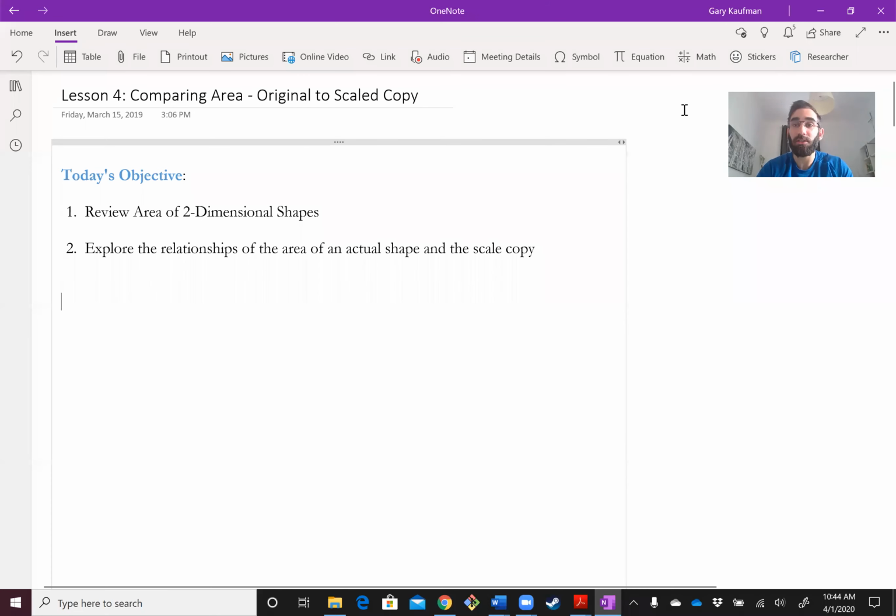Hey everyone. So I look forward to looking at the blueprints of your house, and we are going to be coming back to that later. But first, we need to do some review of some other geometric concepts. For example, today we are going to review the concept of area, and then we're going to explore the relationship of the area of an actual shape compared to a scale copy, because there's an interesting relationship that shows up.